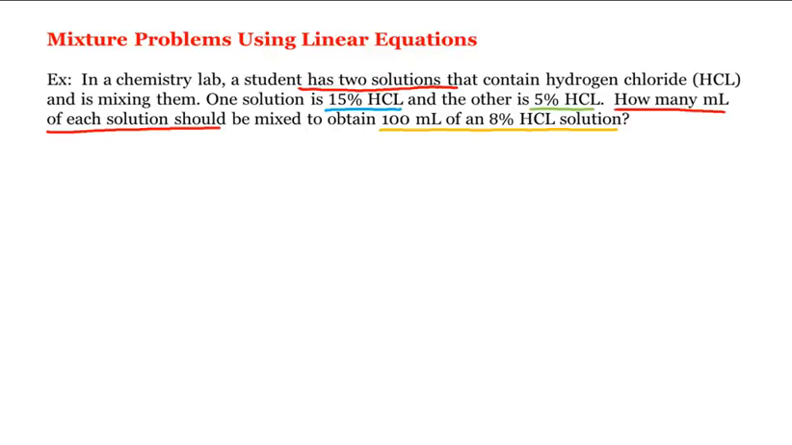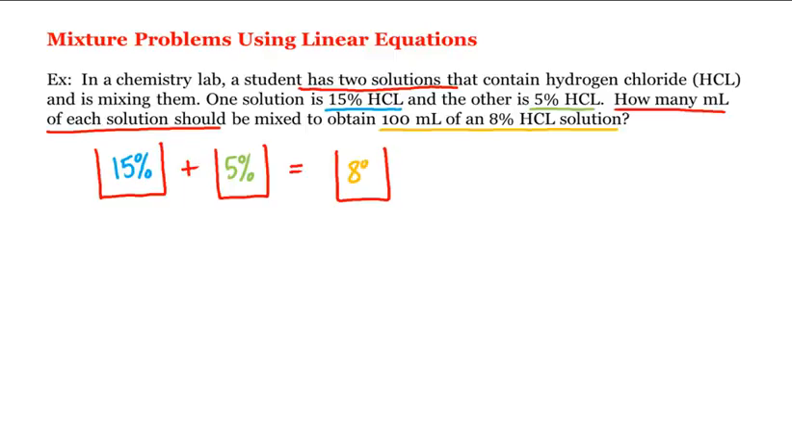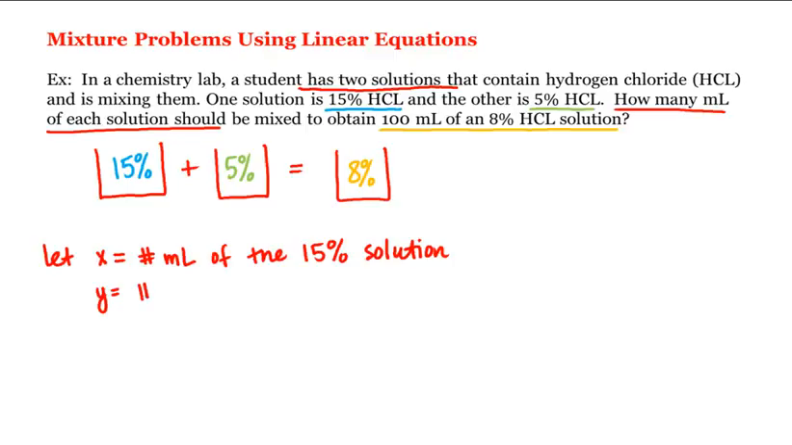All right, so the student has a solution that is 15% hydrogen chloride, which is being mixed with a solution that is 5% hydrogen chloride to produce a solution that is 8% hydrogen chloride. All right, so let's let X equal the number of milliliters of the 15% solution that the student will mix, and Y equal the number of milliliters of the 5% solution.